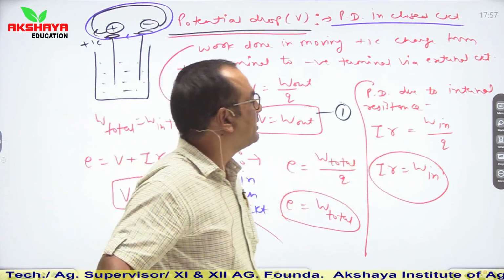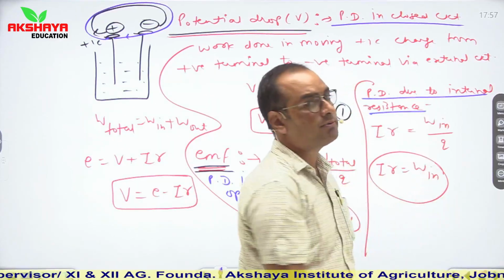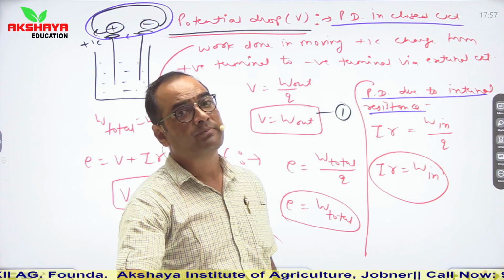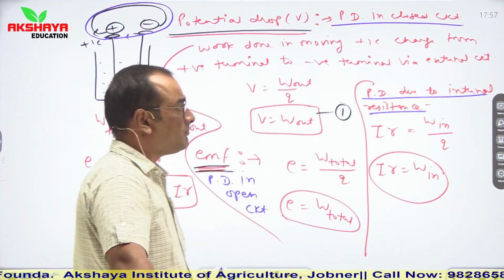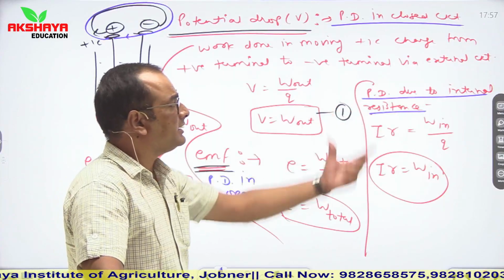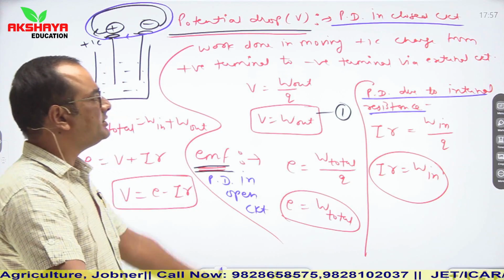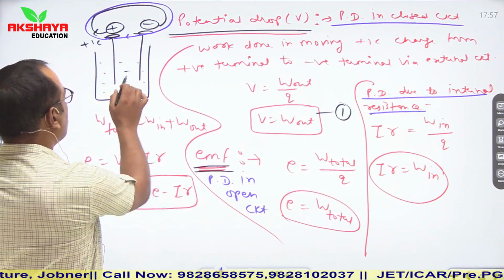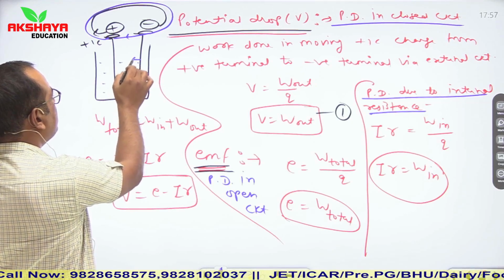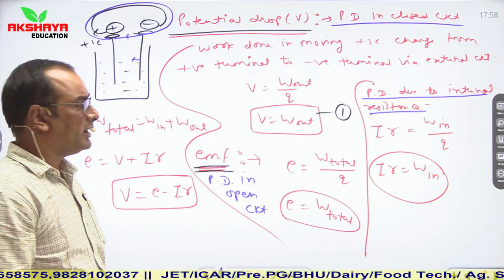So let us talk about potential drop due to internal resistance of the cell. First of all, if we talk about how this internal resistance produces potential difference, always keep in mind that this internal resistance is basically caused when the unit positive charge travels from the negative terminal to the positive terminal via the electrolyte.